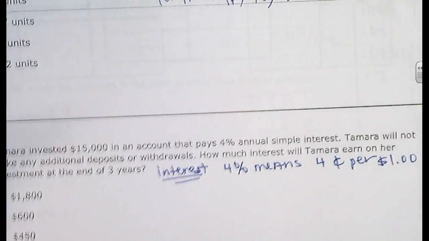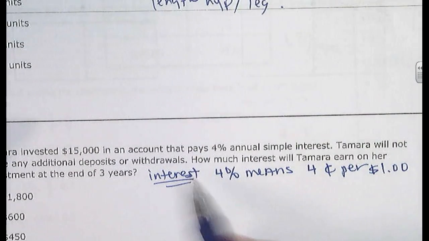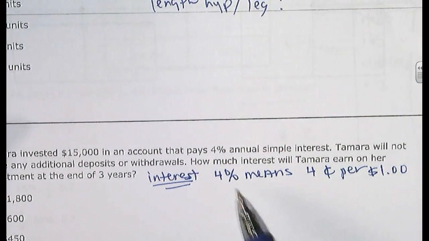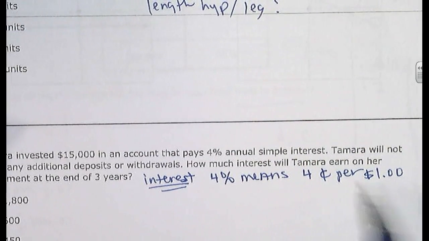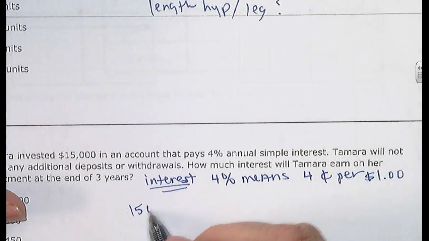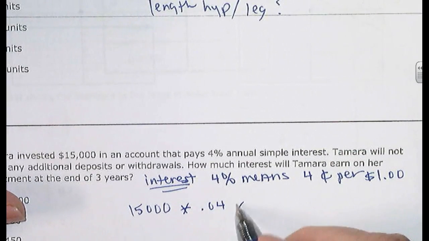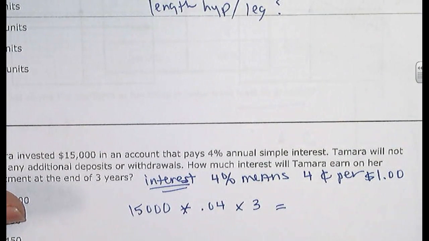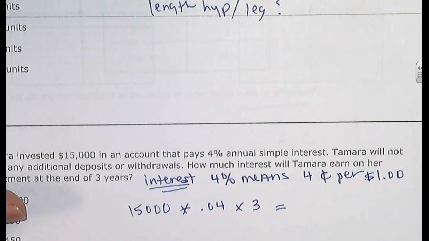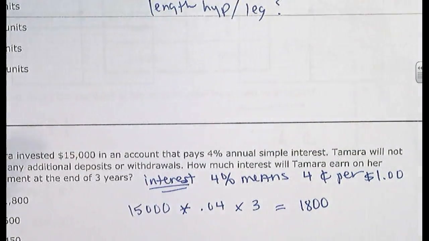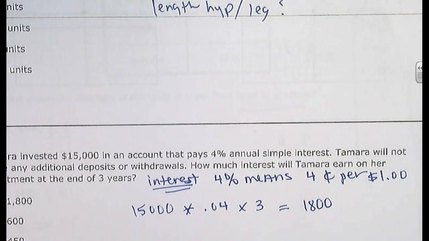So here's the deal. Interest is like money. It's like a bonus round to you. It's free money as far as I'm concerned. 4% means 4 pennies per dollar. Now, if you have $15,000 times 4 pennies times 3 years, that will tell you how much money you will make in 3 years. So type that in your calculator and you should get 1,800. And by the way, that answer is F. Again, 4% means 4 pennies per dollar.